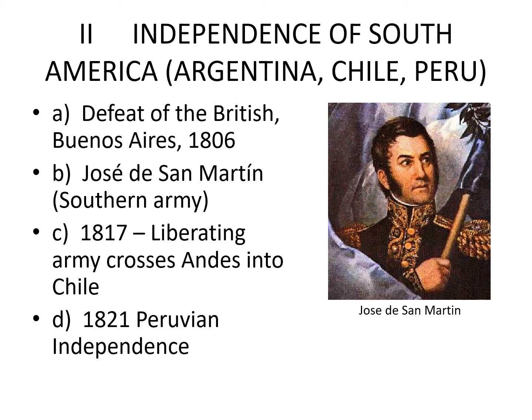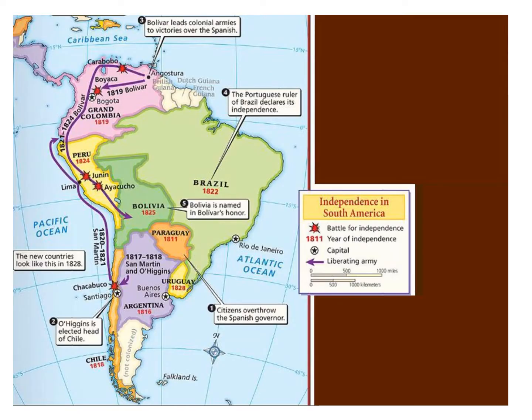One of the feats of San Martín: here you have a map that shows, if you look at the purple arrows at the bottom, how San Martín marched into Chile, where he had the help of a man named O'Higgins, who was elected head of Chile. And then he went on to Lima, where he declared independence in 1821.